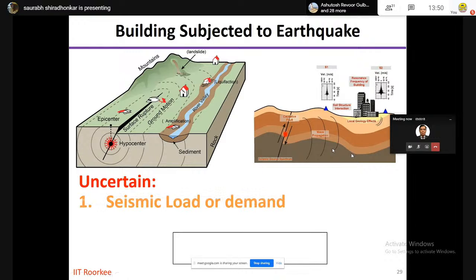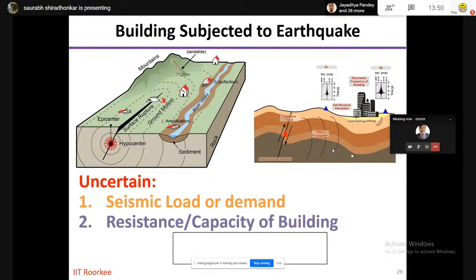So the seismic load or demand that we are talking about is uncertain, because at the moment the code provides us a single value, and it has been calculated by certain amplification factors which were estimated in the 1960s or 1970s, which is the Newmark-Hall method. So the seismic load is highly uncertain, and your resistance is also uncertain. Why I'm saying resistance is uncertain, we will see in the formulation of risk.